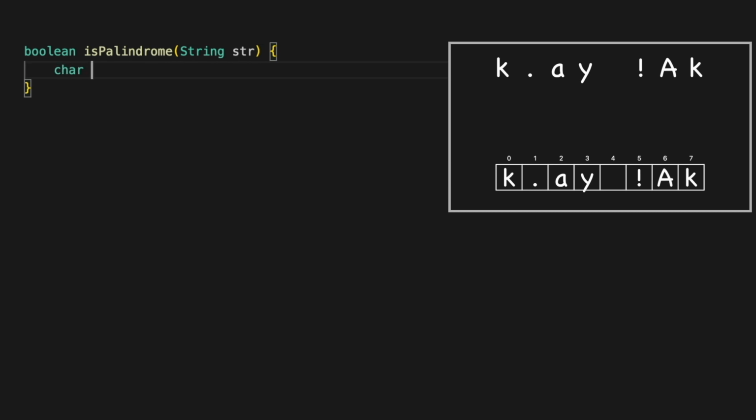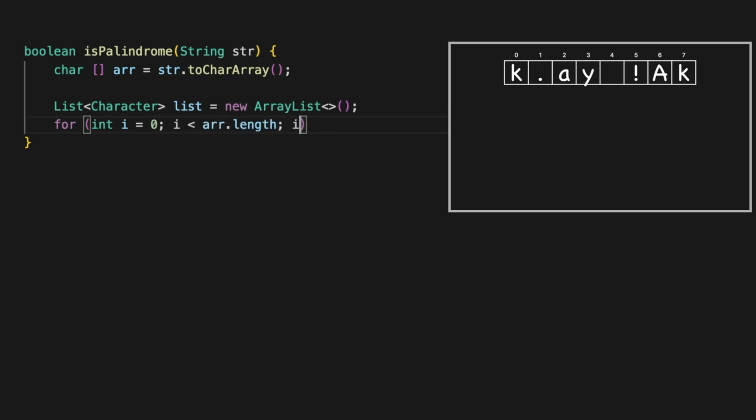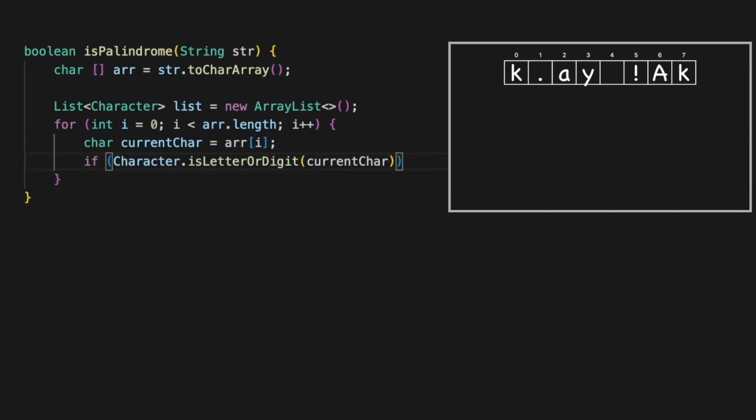Since we'll be comparing pairs of characters, let's break our string into a character array. So now we have a character array. Let's filter out spaces and punctuations and also convert all characters to lowercase. I'll start off by creating a new list. Then while iterating through the array, I'll check if the current character at each index is a letter or digit. If it is, I'll convert it to lowercase and add it to the new list.